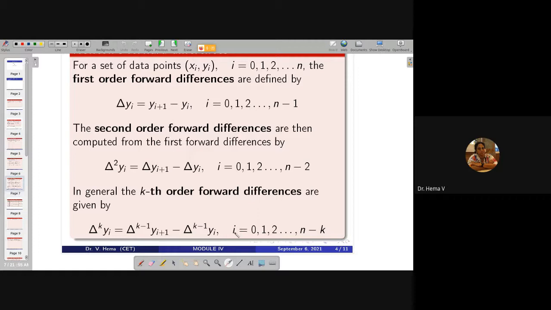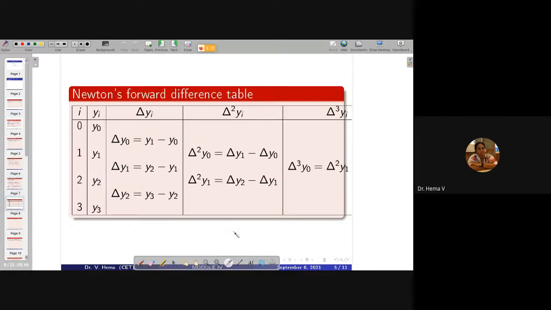I am just mentioning the theory, and when the problem comes you will be able to find out easily. Okay. So look at the table. The i values, yi values, delta yi, delta square yi, delta cube yi. How will you fix how many orders you have to go? Here there are 4 points, 0, 1, 2, 3. That means 4 data points. Then you have to go up to third order, one less. Then you can stop. So the method is first write a table like this. In the first column, write the index and x values.